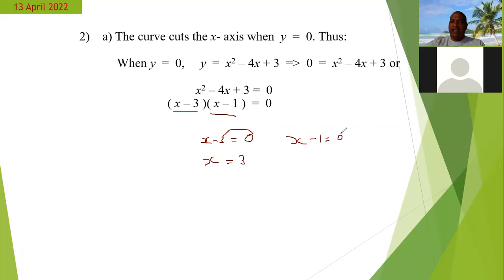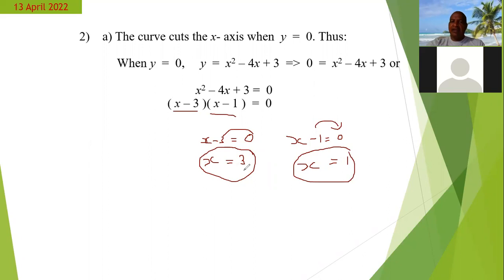And then we solve for x, so we bring over the -1, and then we would get x equal to +1. So what happened here, based on the 2 factors, we have 2 values for x. So if we have 2 values for x, it means that we are also going to have 2 values for y. Now, how do we get the y values?